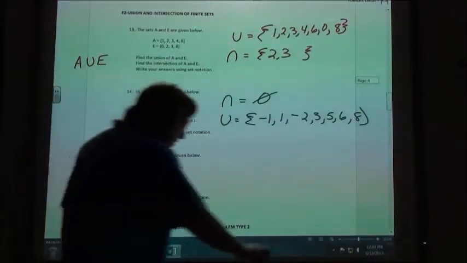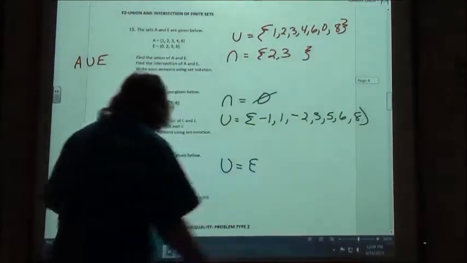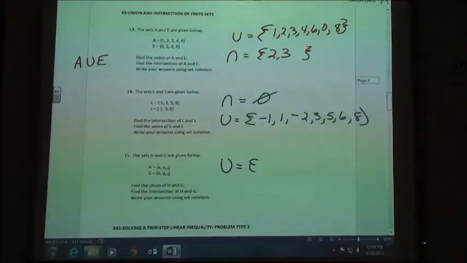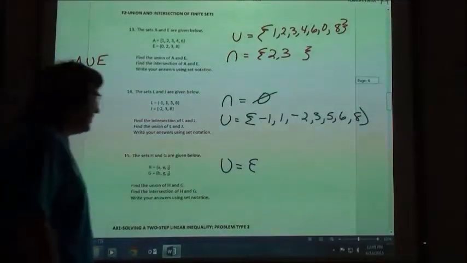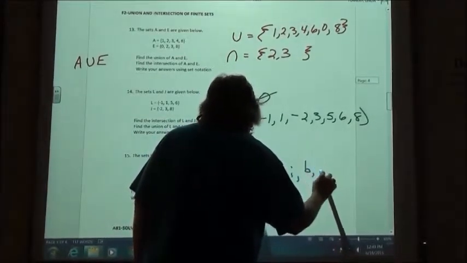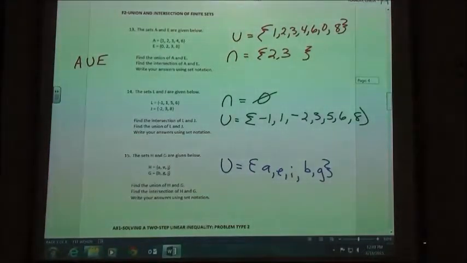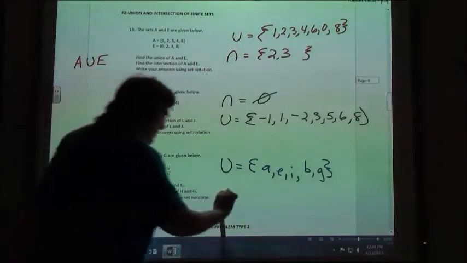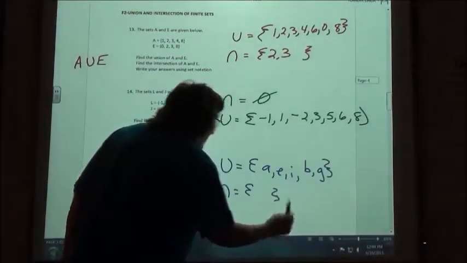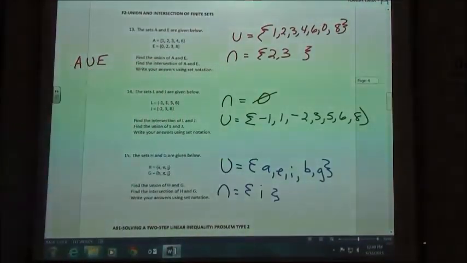And sometimes they'll throw variables in there instead of numbers. What do they want first here? Union. So if I'm doing the union of my two sets, I would have A, B, I, and G, A, E, I, B, and G. And the intersection, just the I. They will have the set symbols over to the side that you can click on. You can also use the keyboard to put them in.